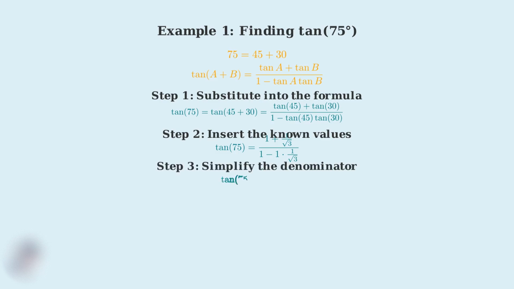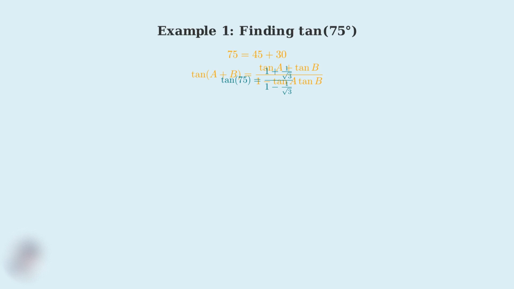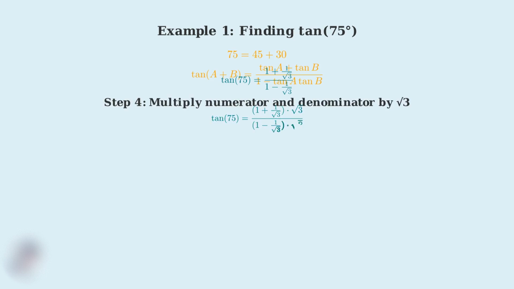Step 3, we simplify the denominator. 1 times 1 over square root of 3 is simply 1 over square root of 3. Now we need to work with these fractions. We'll multiply both numerator and denominator by square root of 3 to eliminate the fractions. Step 4, we multiply both the numerator and denominator by square root of 3. In the numerator, we get square root of 3 plus 1. In the denominator, we get square root of 3 minus 1.